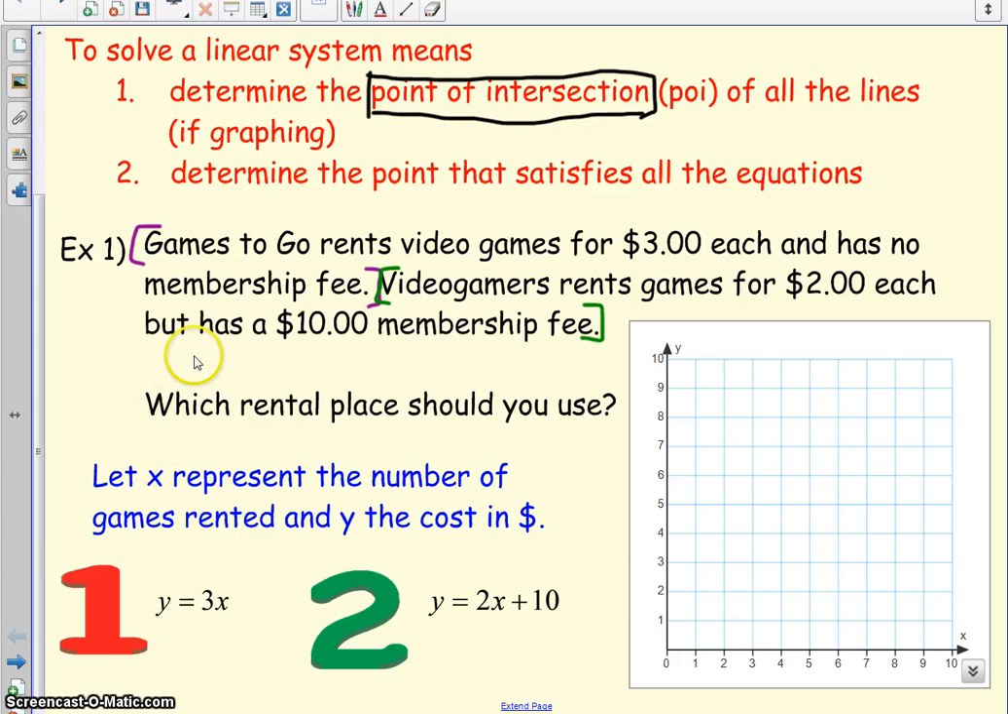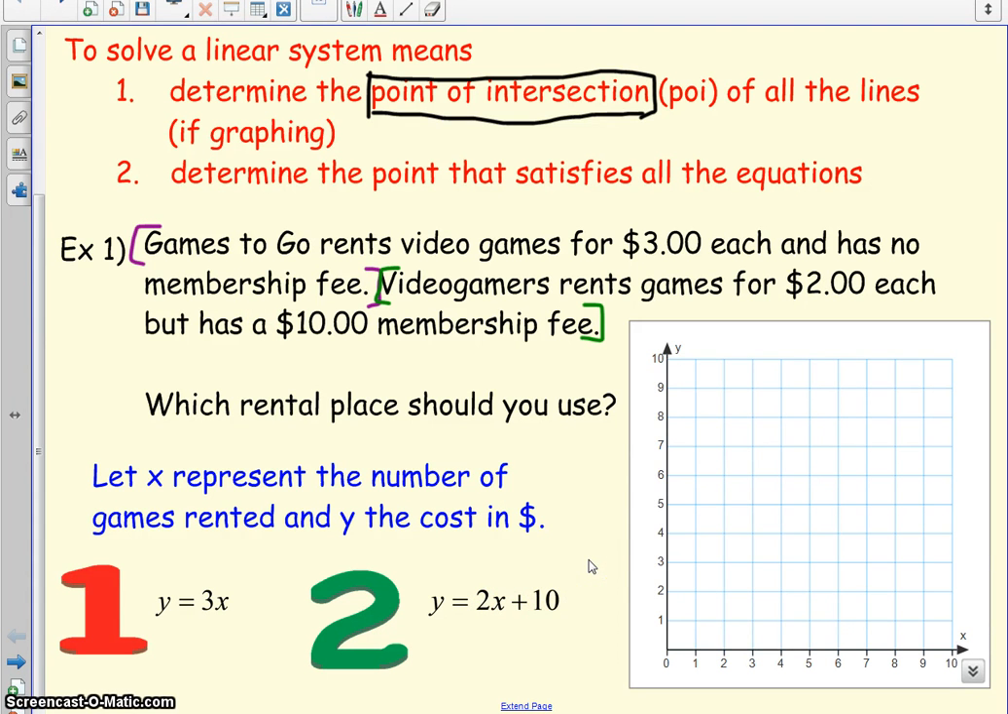Okay, so for Games to Go, because there's no membership fee up front, you only pay $3 per game, the total cost is going to be 3x, so 3 times the number of games you rent. For Video Gamers, it's only $2 per game, so 2x, but you pay $10 up front, so 2x plus 10.